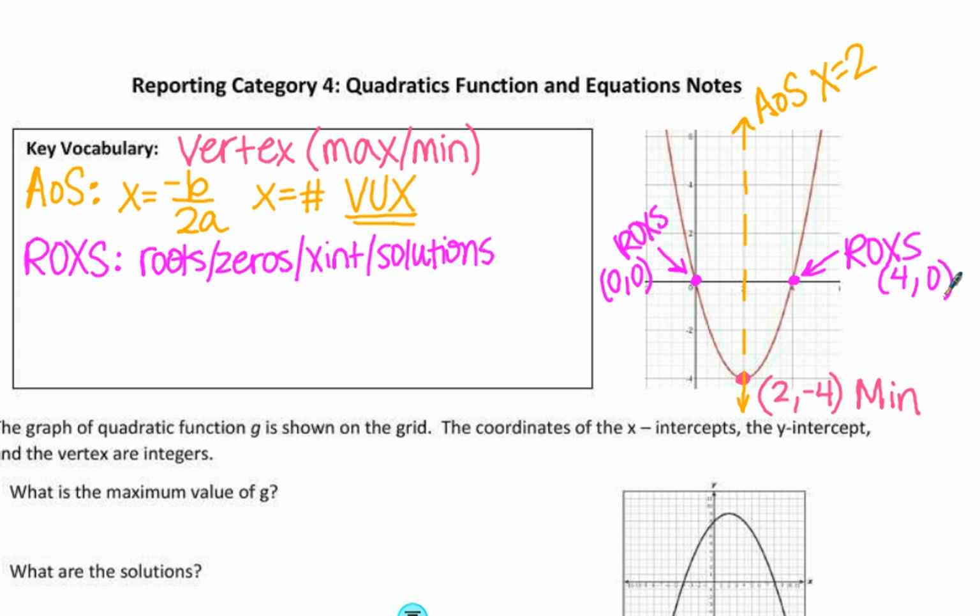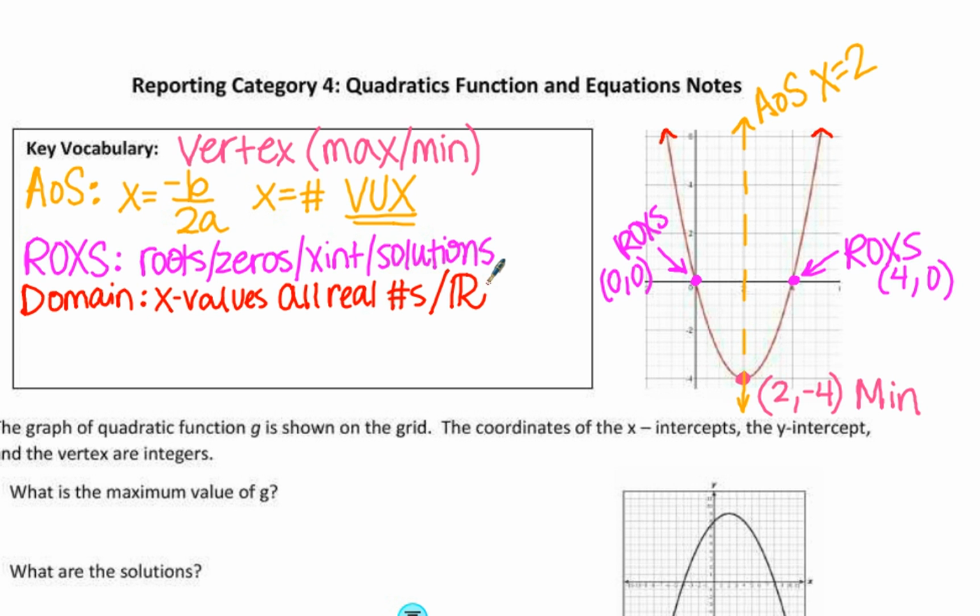All right, then we could mention our domain. Domain is talking about our x values, and if you remember, for our quadratics, this thing is going to go on and on forever and ever to the left and right. So 99% of the time, the domain for our quadratics is going to be all real numbers. Remember, this is just a fancy way to write all real numbers.